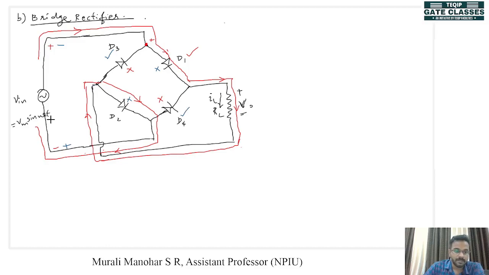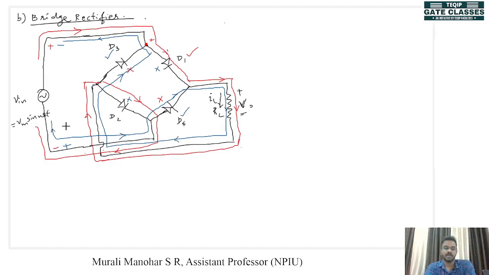Now the current path will be from source through D4, through load, then through D3 and back to the source. So this will be the current direction. If you look at the current direction, we can see that the current direction remains the same. It is the same as the previous case. So output will be positive.